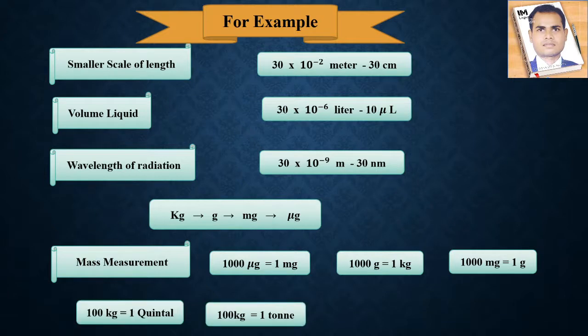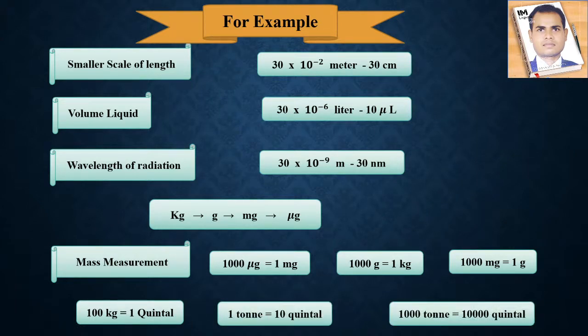And here, 100 kilogram is equal to 1 quintal, or you can write in this way, 10 quintal is equal to 1 ton. And the next conversion you can see, 10,000 quintal is equal to 1000 ton.